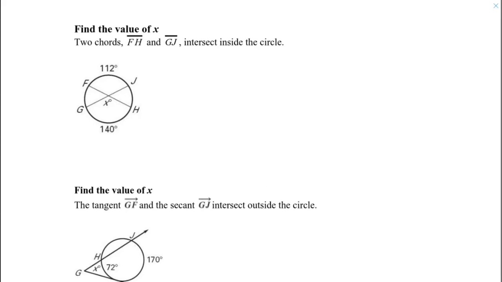All right, so let's look at some examples. Here we see we have two chords, FH and GJ, which intersect inside the circle. So here we have an angle that's inside the circle. Remember, this is going to be half the sum of those arcs. So if we're looking at X right here, the measure of that angle, or just X in this case, is going to be half the measure of its intercepted arc, GH here, which is 140 degrees.